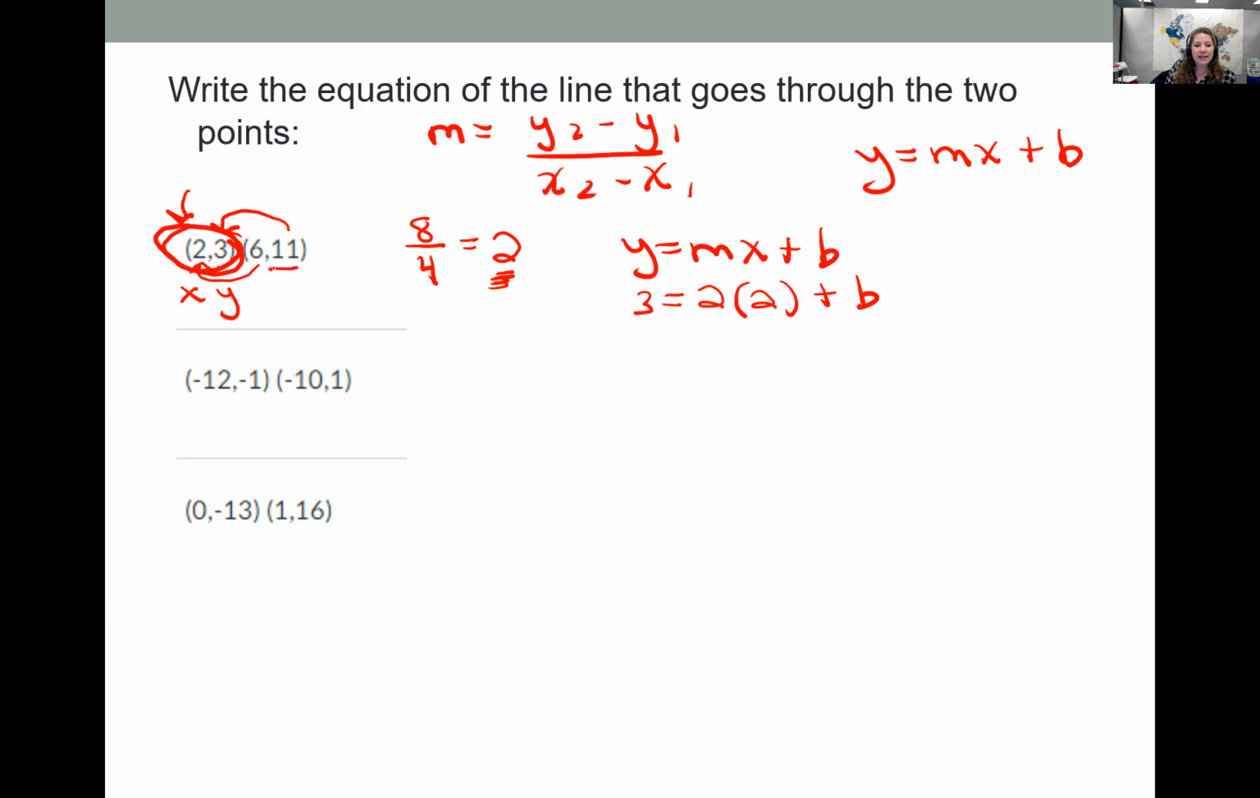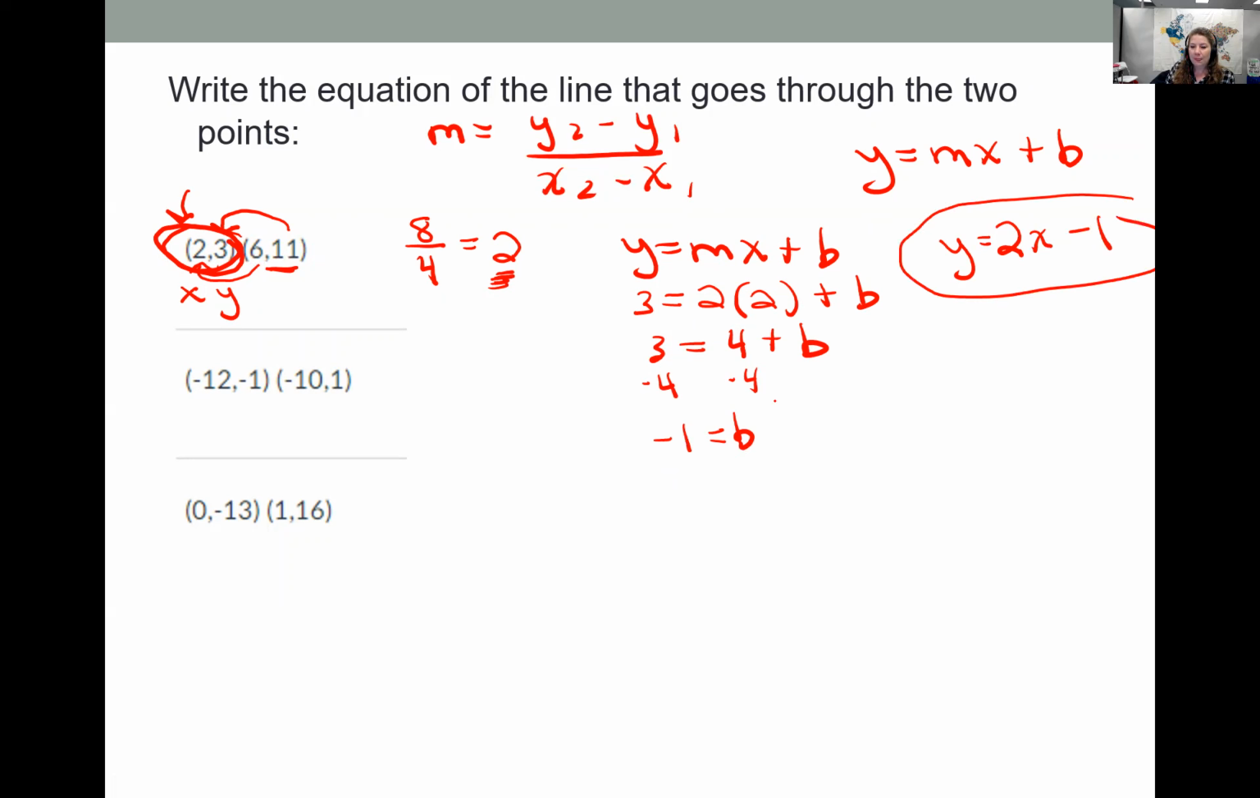Now, if I pick this second coordinate, I'd still get the same answer. It doesn't matter which one you choose, okay? So 2 times 2 is 4. I'm going to subtract 4 from both sides. So the y-intercept is 3 minus 4, which is -1. So now I have enough information to get my equation. My equation is y = 2x, my slope is 2, and my y-intercept is -1, and that is the answer. Okay. All right, let's try the second one.